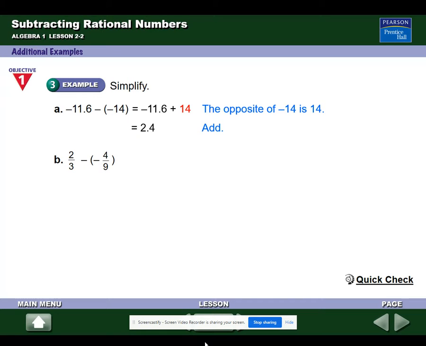Algebra 1, Section 2.2. Coming off of a lesson where we talk about addition in algebra, now we're going to talk about subtraction.